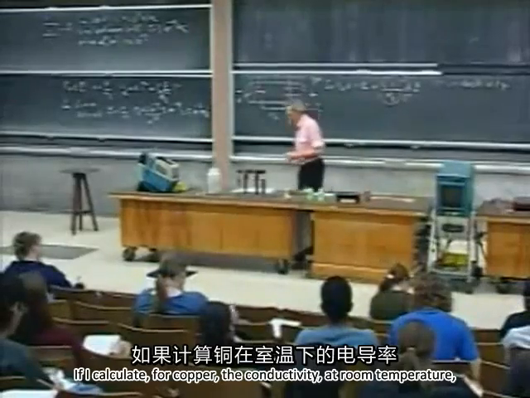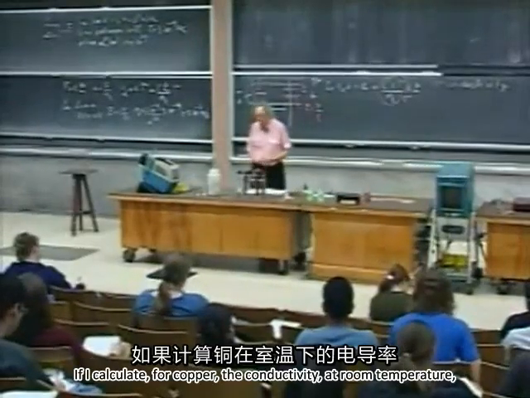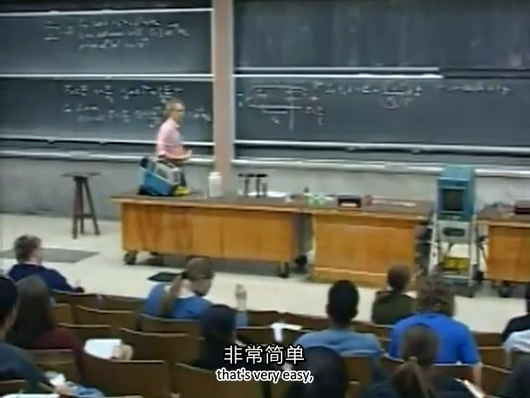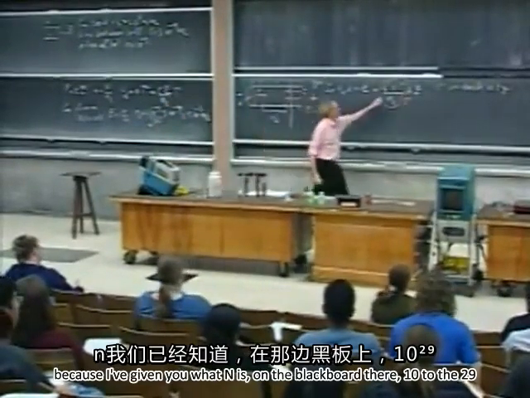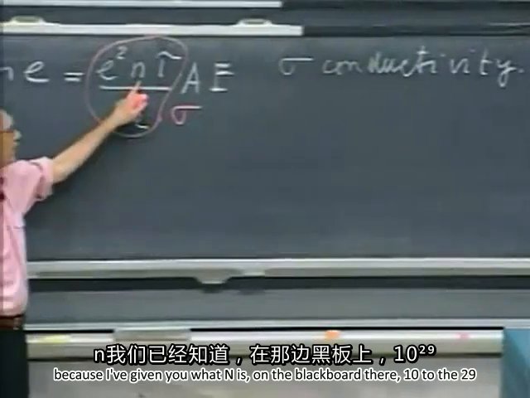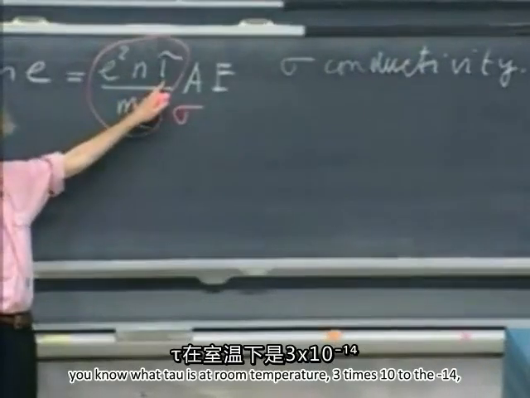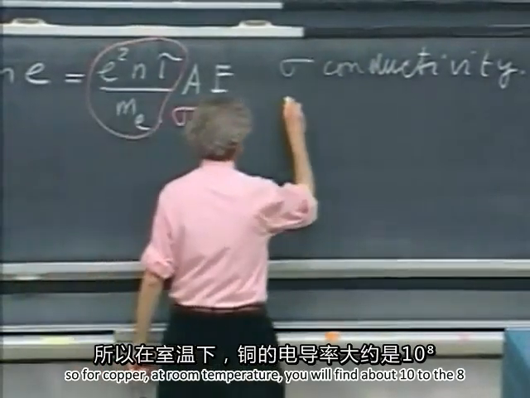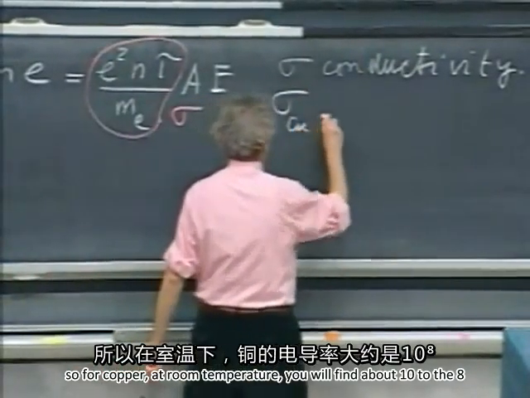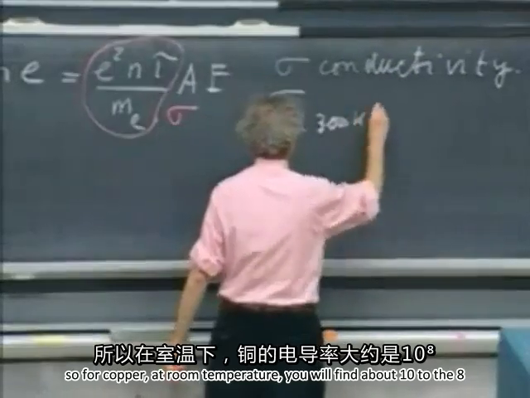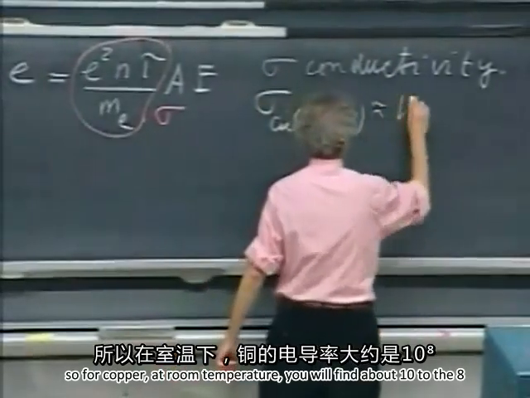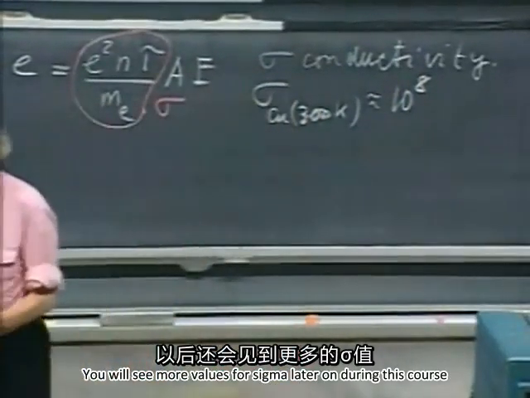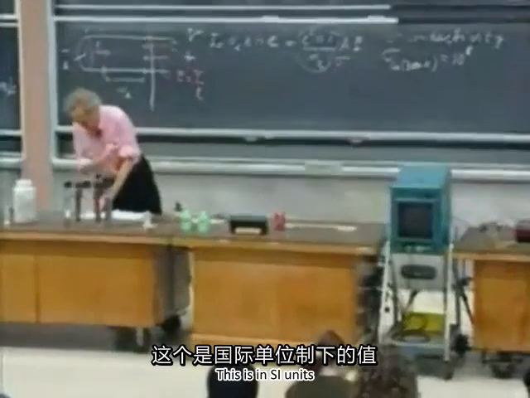If I calculate for copper the conductivity at room temperature, that's very easy, because I've given you what N is on the blackboard there, 10 to the 29. You know what tau is at room temperature, 3 times 10 to the minus 14. So for copper at room temperature, you'll find about 10 to the 8th. You'll see more values for sigma later on during this course. This is in SI units.